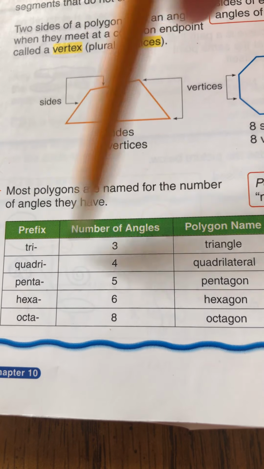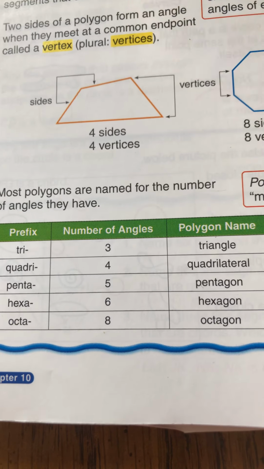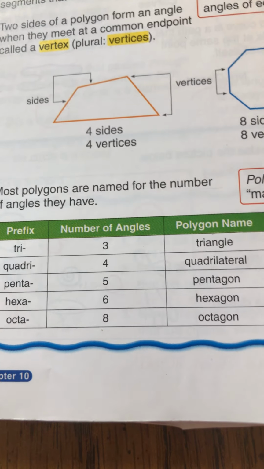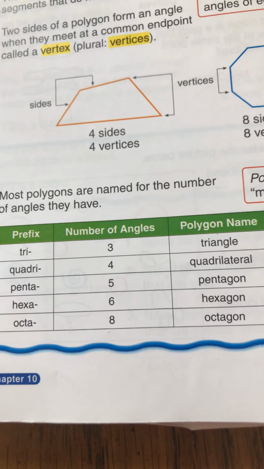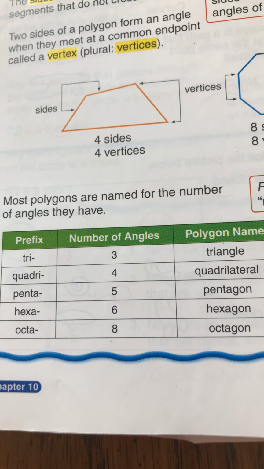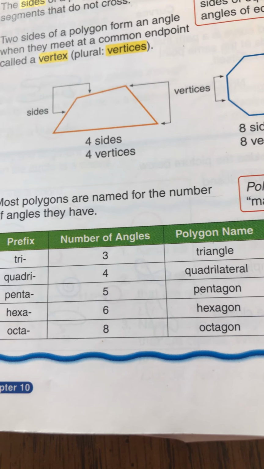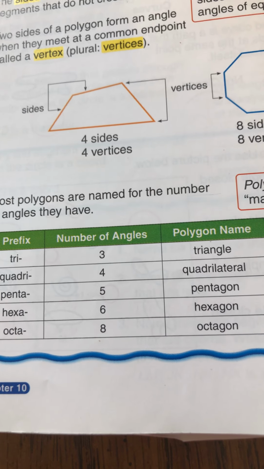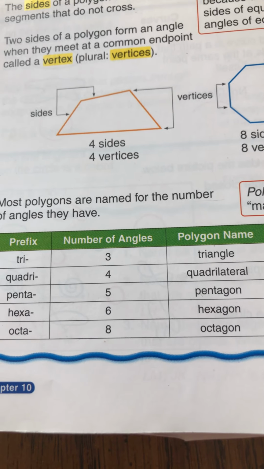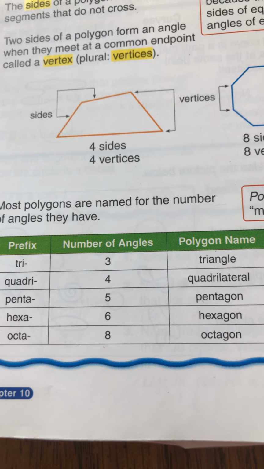So when we add tri to the beginning of the word, tri means 3, so a triangle is going to be a 3-sided figure with 3 angles. A quadrilateral is a 4-sided figure with 4 angles. Pentagon is 5, hexagon is 6, octagon is 8. You could go as high as a decagon, which is 10, and you could keep going because there are other prefixes that mean numbers, but these are your basic prefixes that are going to be added to a root word that gets you the name of a shape.